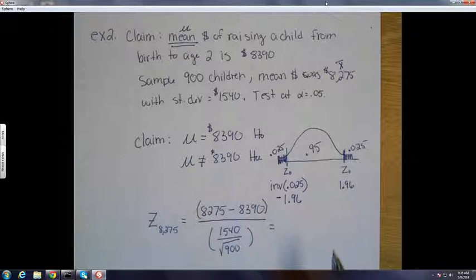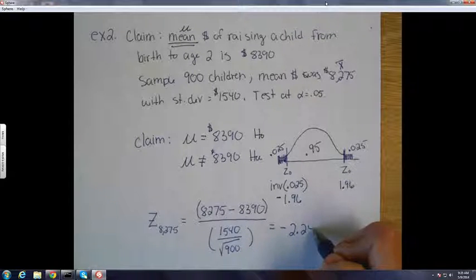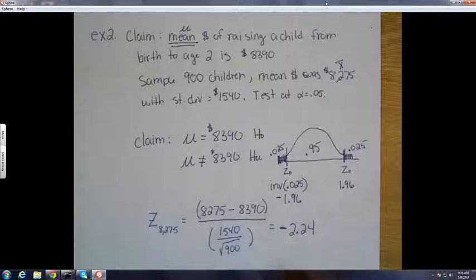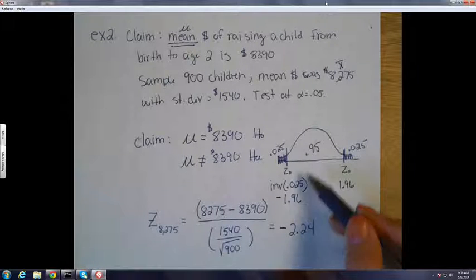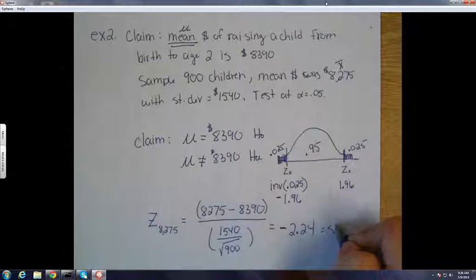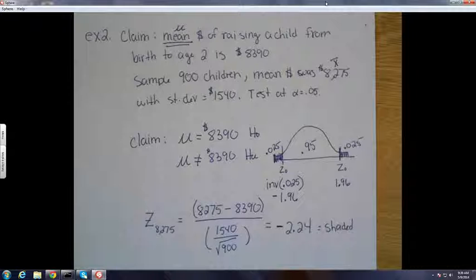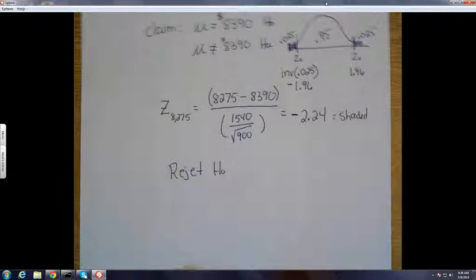Okay, what did you come up with? Negative 2.24. Is negative 2.24 in the shaded or unshaded part of our graph? Definitely the shaded, because that's beyond negative 1.96. So what decision do you make? We reject the Ho. One of two: reject the Ho or fail to reject the Ho. So we rejected the Ho again. Make sure you tell me reject the Ho. Don't just say reject. Don't say reject the claim either, because it might not be.